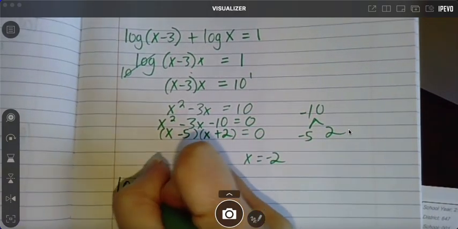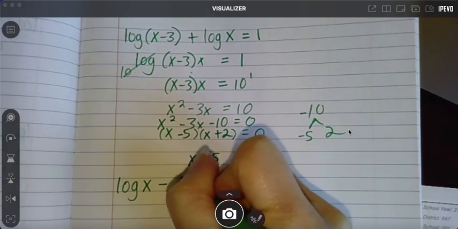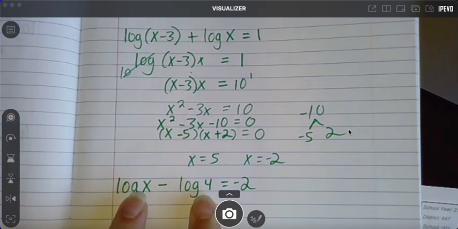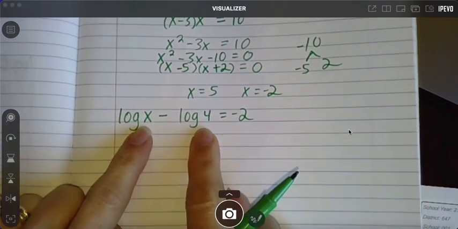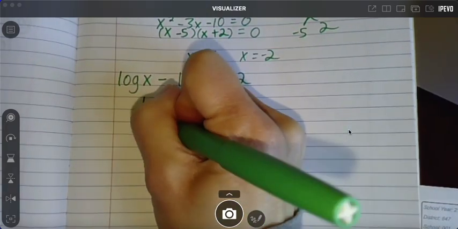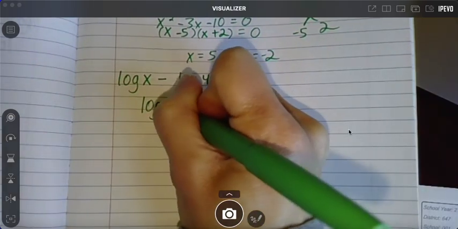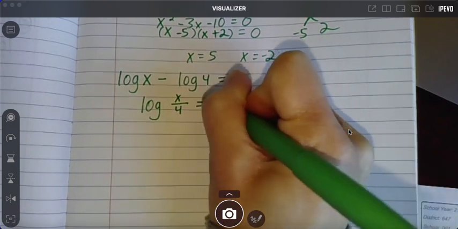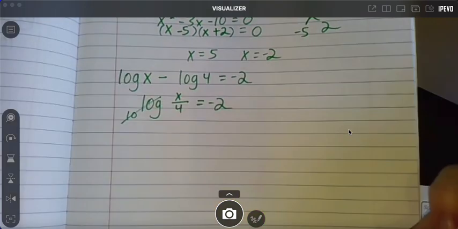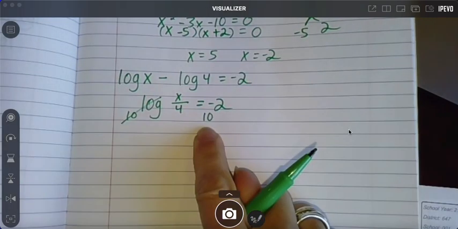They have log x minus log 4 equals negative 2. And so on this one, since I have subtraction, what goes with that? Division. So I'm just going to write it with one log. And I put x over 4 equals negative 2. Is everybody good so far? Now, to cancel out that log, I put base 10.